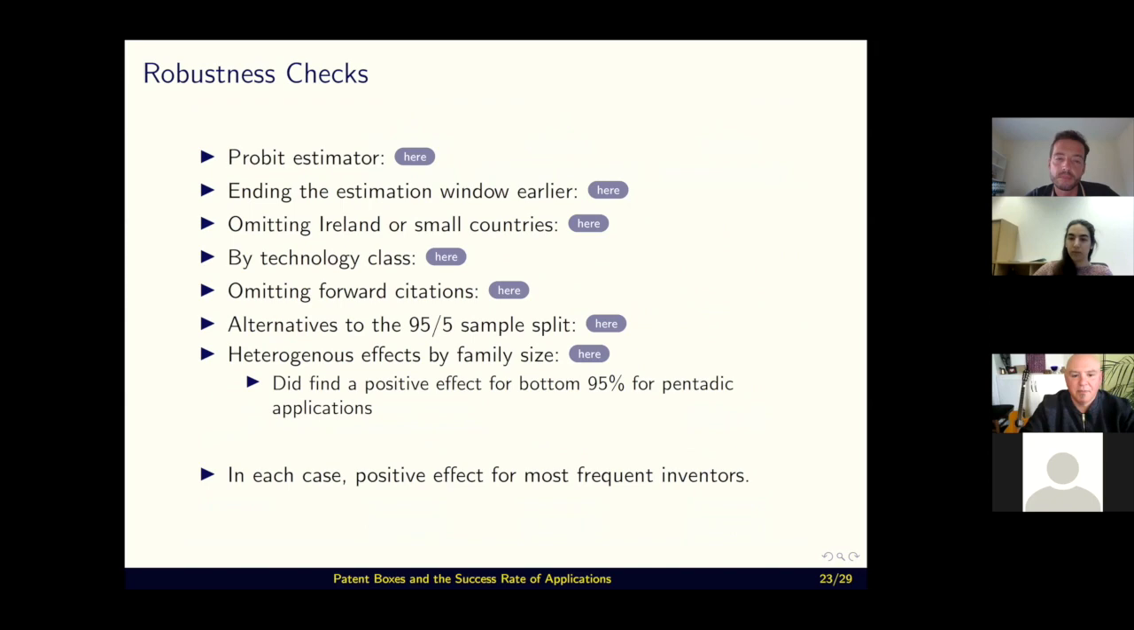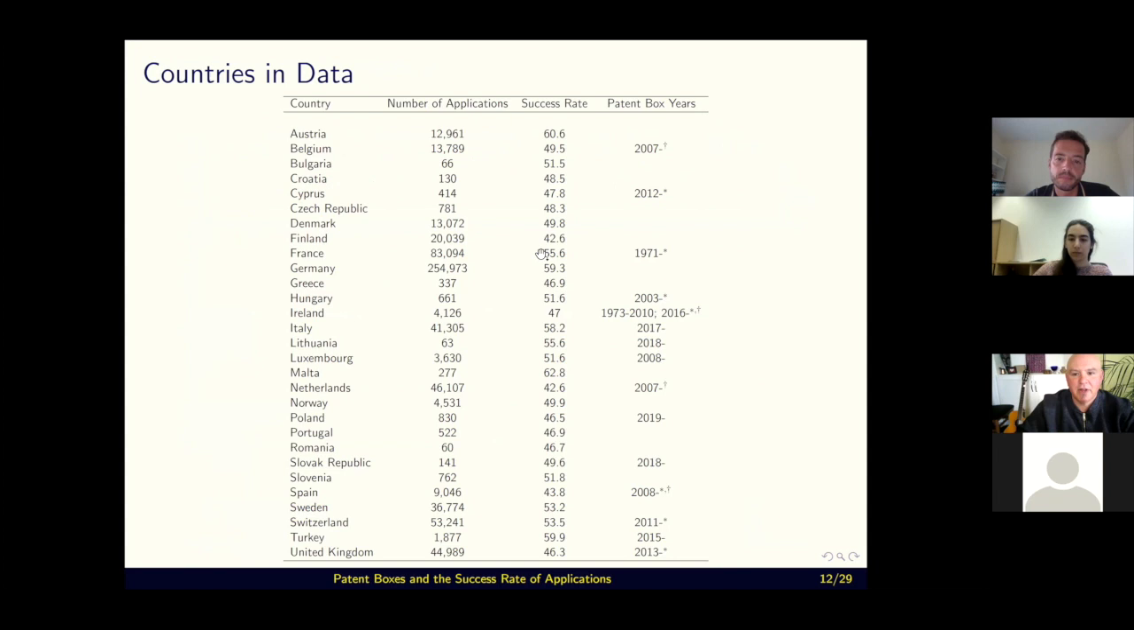The success rate of France is about 55%, which is about spot on the sample average. Germany is a little bit better, Ireland a little bit worse. For those unaware, I live in Ireland now. Austria is 60%, a pretty good one. Malta is ridiculously high, but I think that's simply because Malta only has 277 applications in the data.